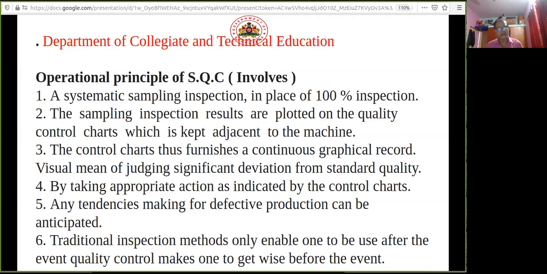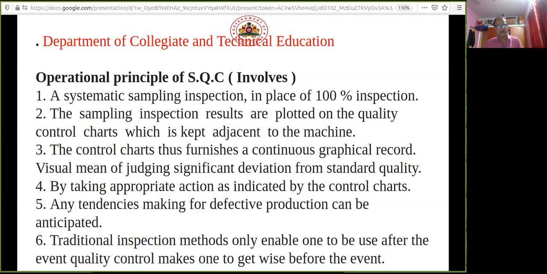Then the third point says that the control chart thus furnishes continuous graphical records, a visual means of judging significant deviations from the standard quality. So here we are going to find out if there is any variation. With the help of the charts, during the process, we will compare the result of the process with the control charts. And if there are any deviations from the standard of quality, then we are going to control the process. So that is the third point to be discussed.